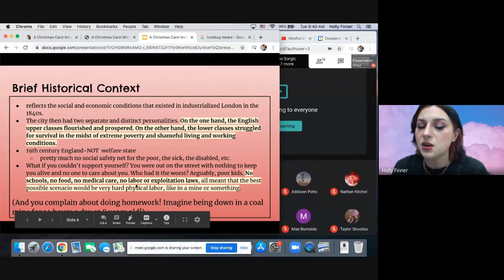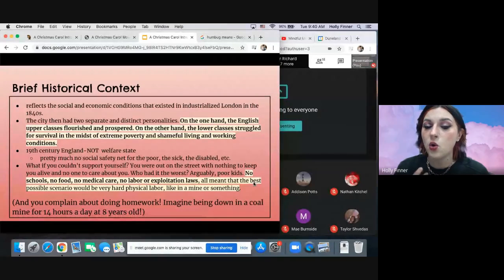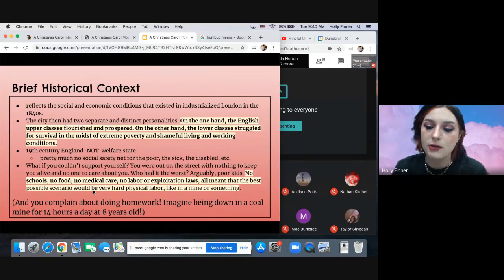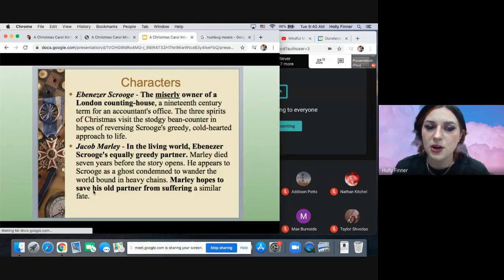And like I was saying earlier, there were no labor laws. So the best possible scenario would be that you worked very hard physical labor, like mining. And when we do our research on Friday, you'll see more of children as young as 7 or 8 working in coal mines because they're so small that they can get into those tight areas. So it's kind of funny. People complain now about doing homework, but you could be in a coal mine for 14 hours a day at 8. So, just a different time period, but pretty crazy.